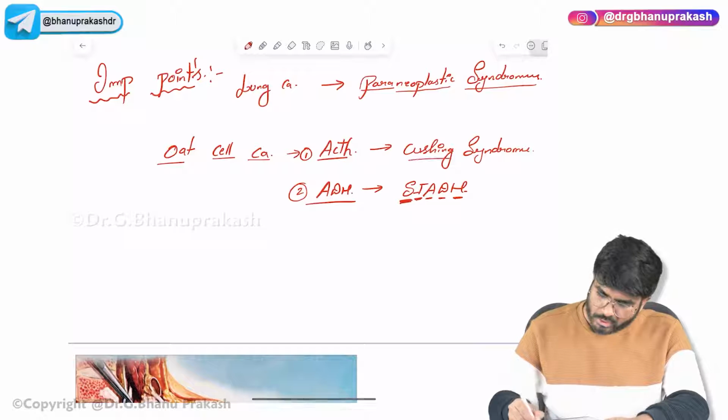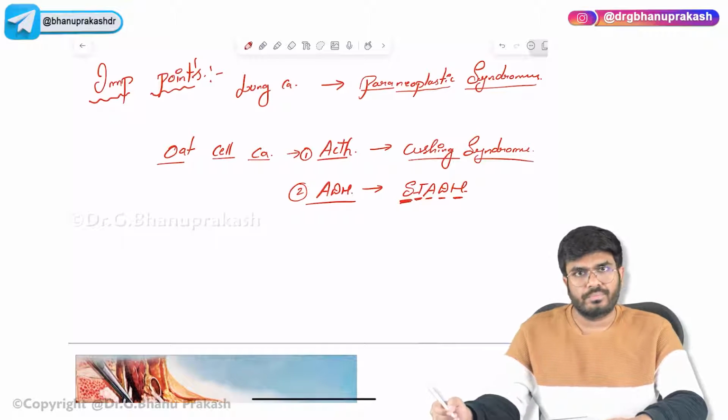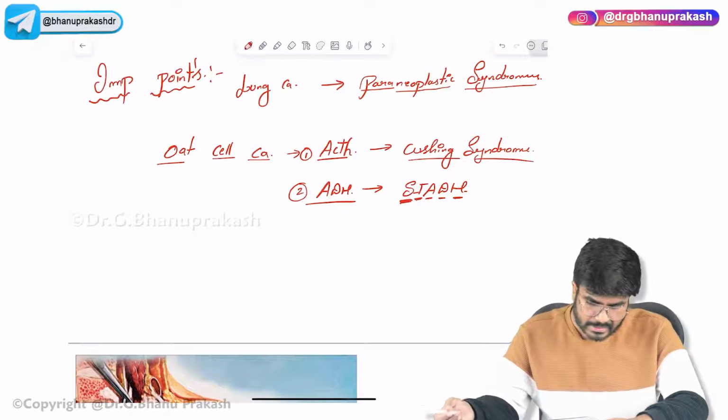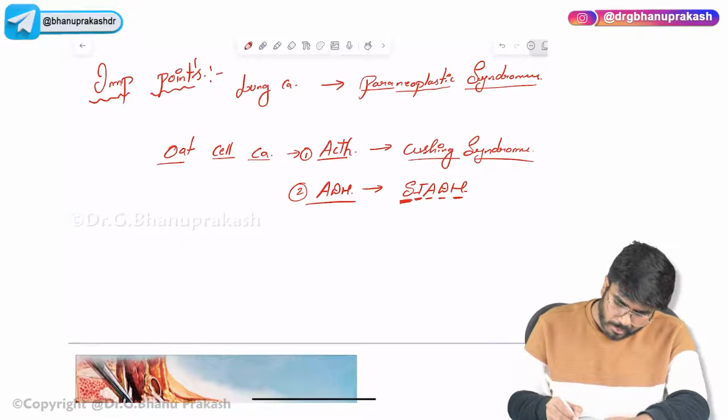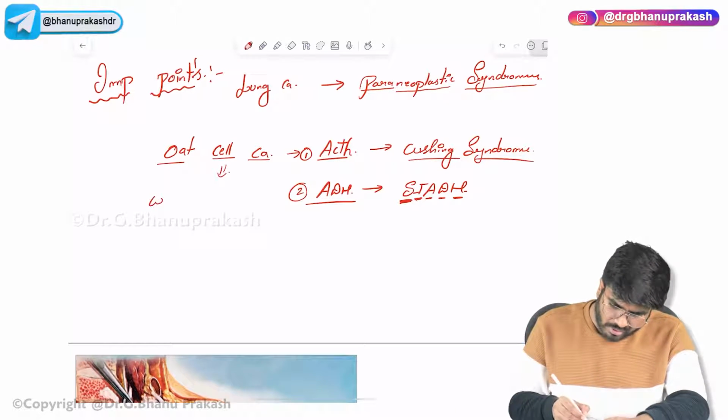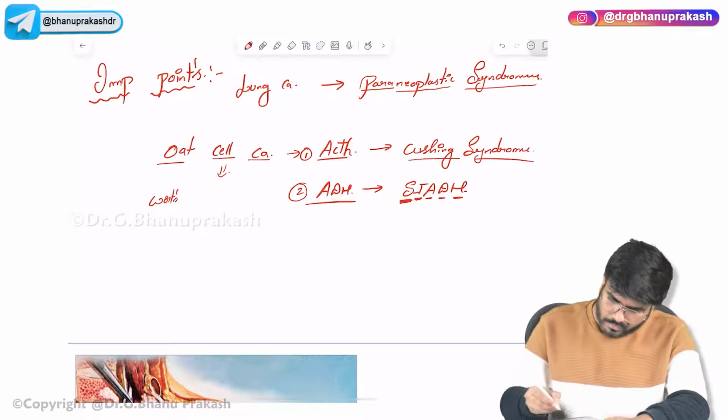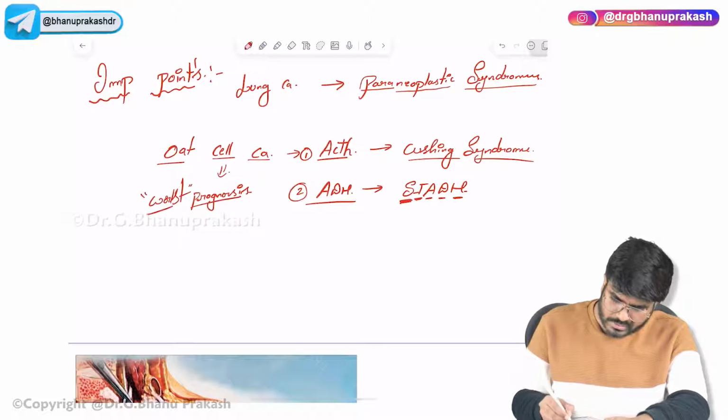Okay, Cushing syndrome. The person is going to have Cushing syndrome because of excessive production of ACTH. Okay, done. After this, what is the important point about this oat cell carcinoma? Worst prognosis. Out of all, this is having the worst prognosis. Okay, it's going to show the worst prognosis.